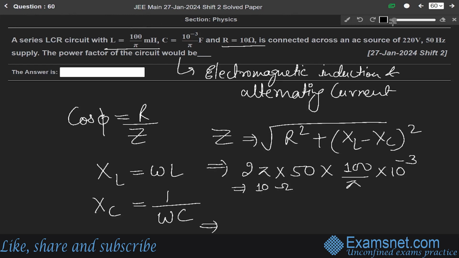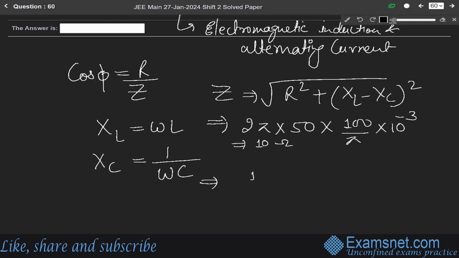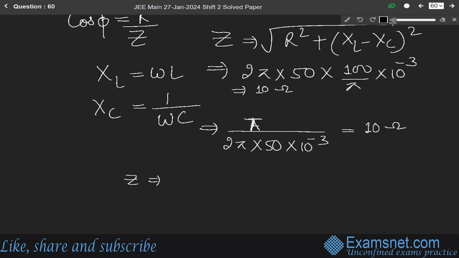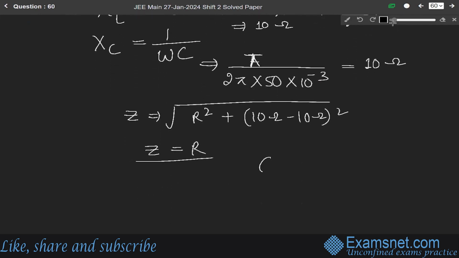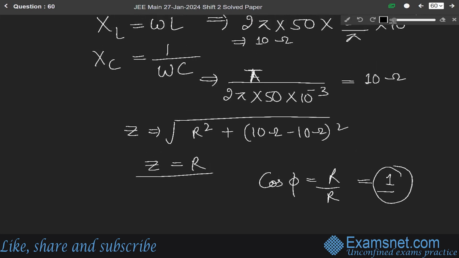And XC is equal to 1 over omega C. So 1 over 2 pi f, that is 2 pi into 50 hertz, into C. C is 10 to the power minus 3 over pi. Okay, now solving it, we get 10 ohm. So impedance Z will be equal to under root of R square plus (10 ohm minus 10 ohm) whole square. So impedance is equal to R. So the power factor cos phi is equal to R over R, which means cos phi equals 1. So the power factor is equal to 1. So this is our final answer.